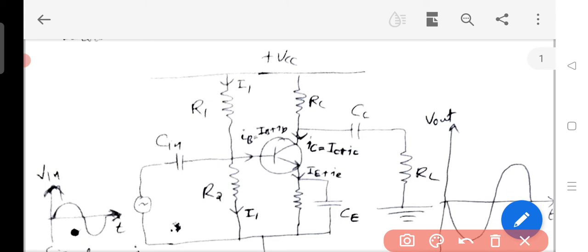Also, we see various currents passing through the circuit. We have this I1 passing through R1, and the current passing through R2 is also I1, because the base current is very, very small in value. So we can assume that the same current I1 passing through R1 is passing through R2. We have the base current, the sum of capital IB and small ib. Similarly, IC, the sum of capital IC and small ic. Then the emitter current, the sum of capital IE and small ie. So these currents are passing, and we will be explaining how we get these currents like this.